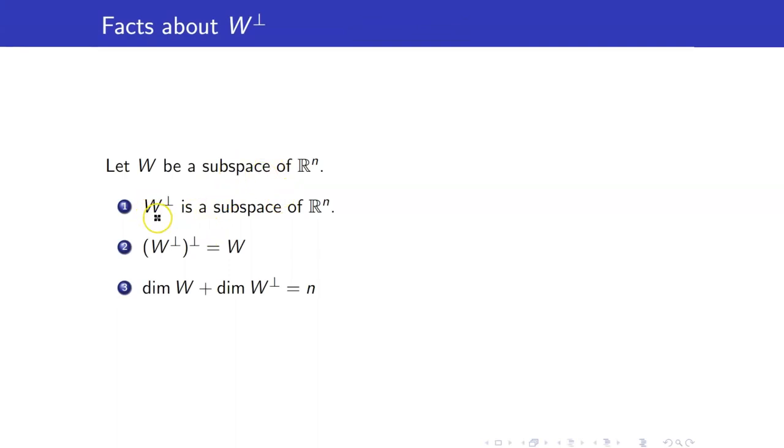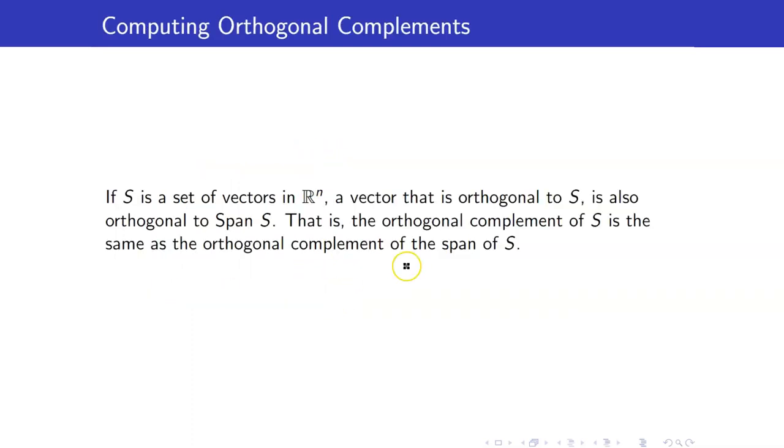Here are some facts about W perp. Number 1, I have already mentioned that W perp is a subspace of Rn. Next, the orthogonal complement of the orthogonal complement of W is W. And lastly, since W and W perp are both subspaces, we can talk about their dimension, and it turns out that the sum of their dimensions is equal to n.